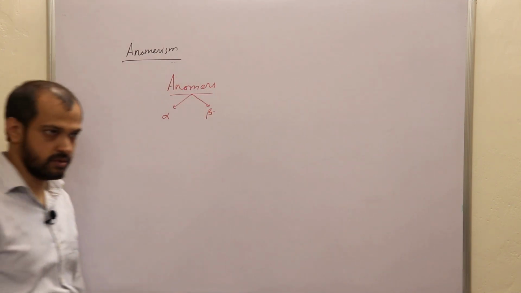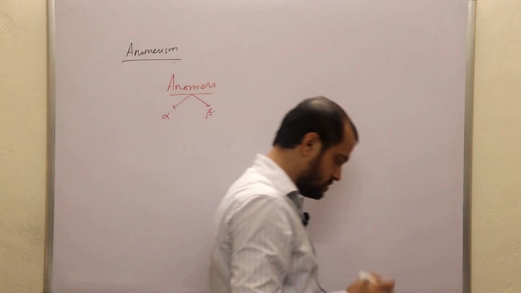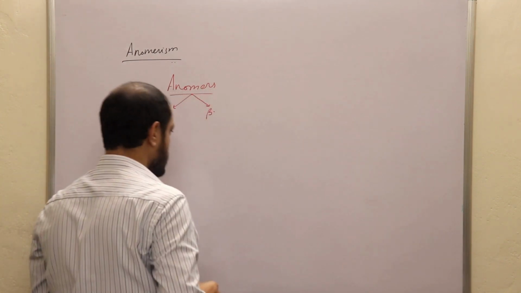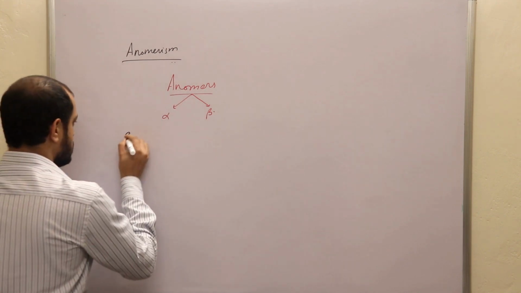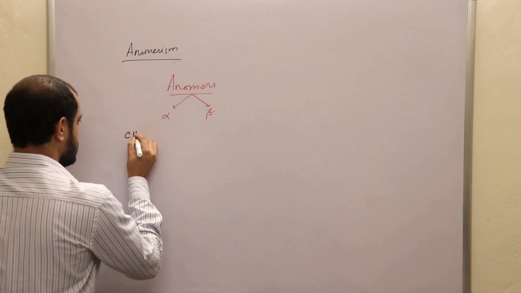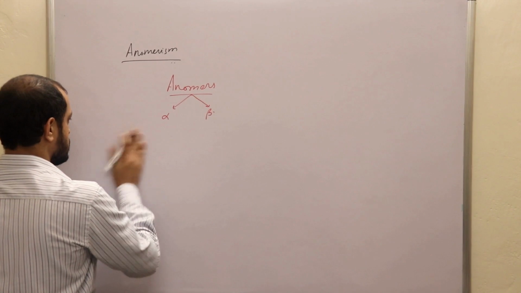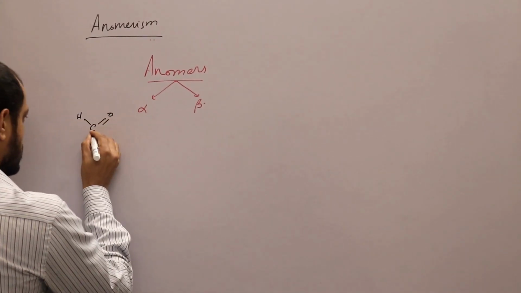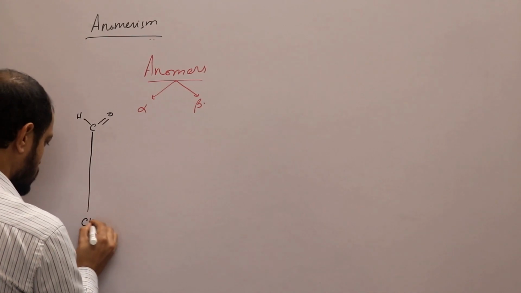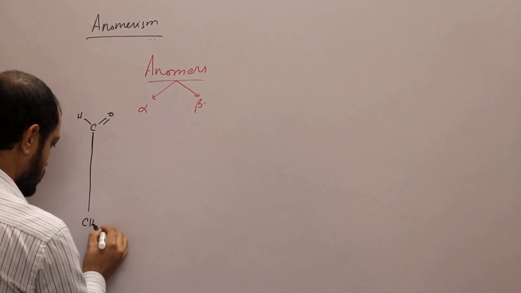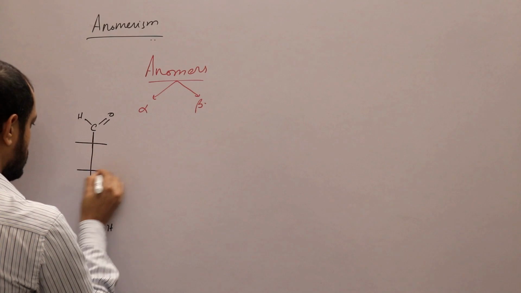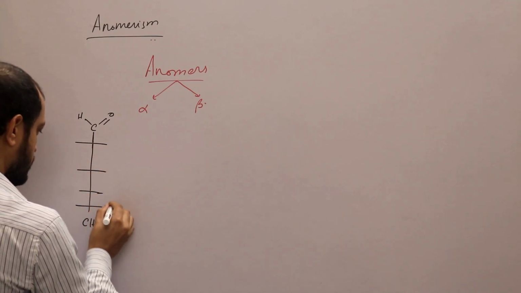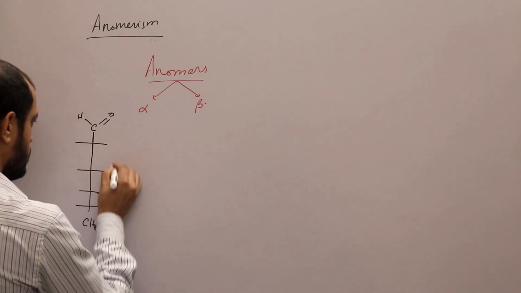Now how to distinguish between them? Now listen. Don't look at my board. You try to solve it on your own, the Haworth projection formula.